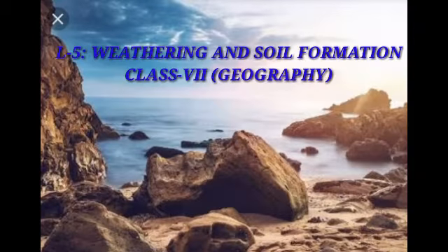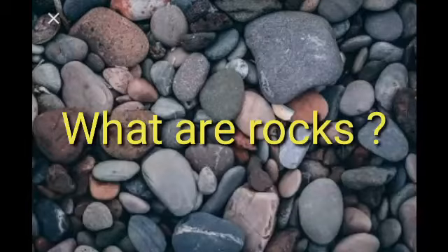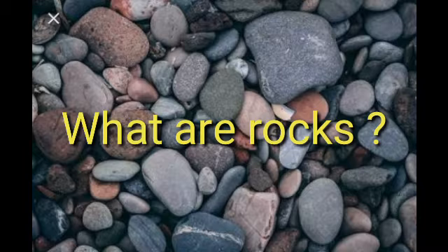Children, today we are going to learn lesson 5, Weathering and Soil Formation, class 7, Geography. Let's start our lesson with the question, what are rocks? The thin outermost layer of the earth is called the crust or the lithosphere, which you already know. This layer is made up of soil and provides us with most of the rocks and minerals.